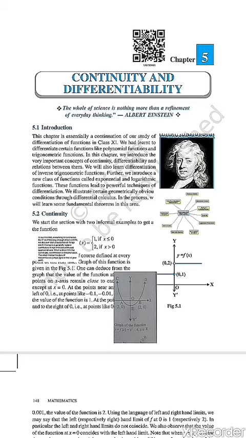What do you mean by continuity? Continuity means a continuous function, a function which does not contain any gap or hole.